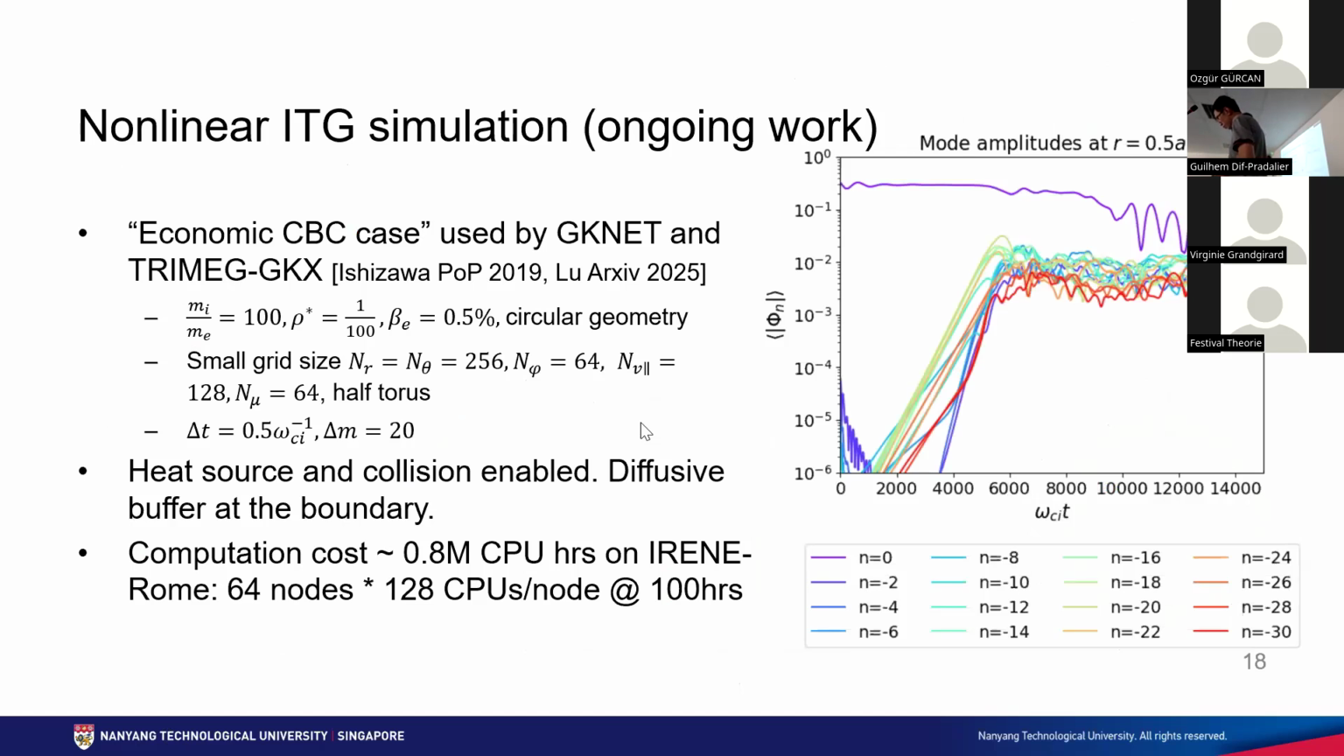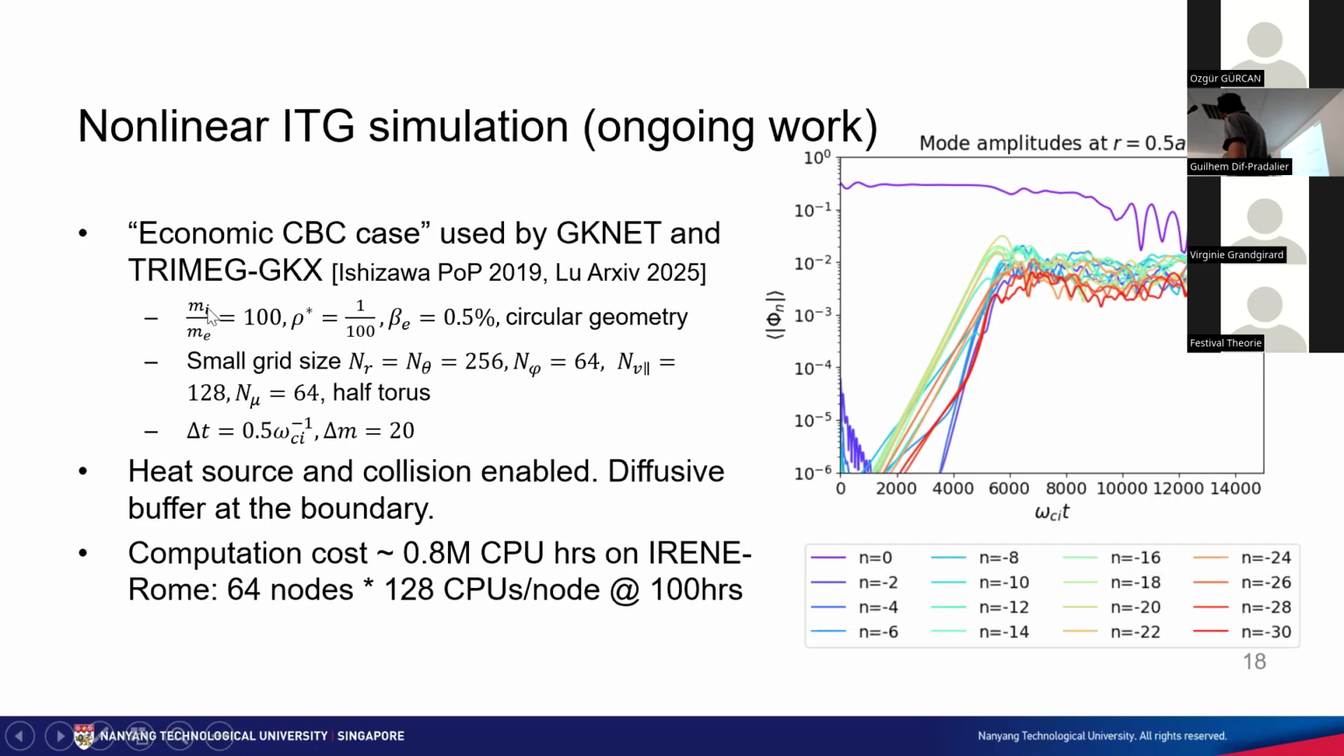Now, finally, we move to a case where we do ITG simulation nonlinearly, flux-driven with collision. So we look at a case which we call economy CBC. Economy CBC is the same as CBC as I showed before, except that we have reduced the parameters to make the calculation less challenging.